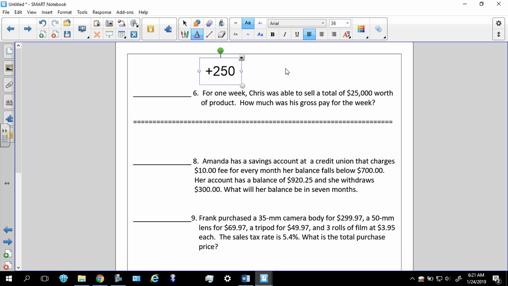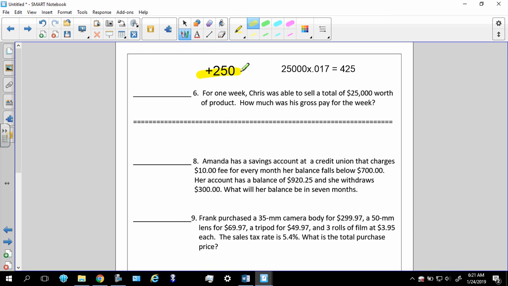All right. Now, the commission is the total sales, which in this case is 25,000. So 25,000, and I'm going to times that by the percentage, which is 0.017. And so when I do that, I believe it ends up being 425. But then again, remember, you have to add the additional 250 to the 475. So when you do that, you get $675.